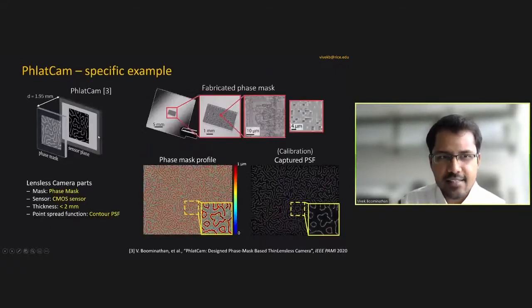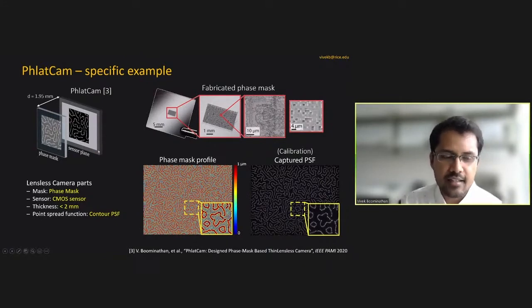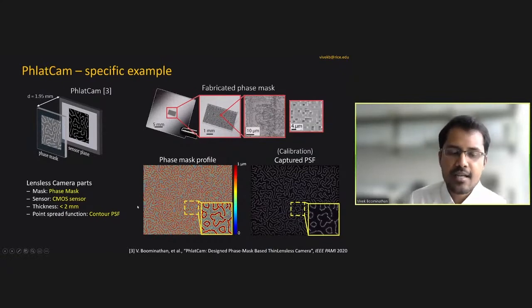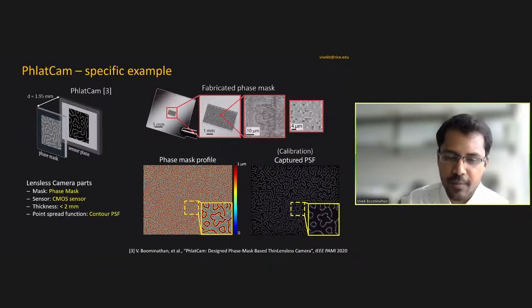Now, as a case study, let's look at a specific example of a lensless camera, which was developed by us and published in 2020. We call it FlatCam, which is a phase mask designed lensless camera. In this case, the mask is a phase mask. It modulates the phase of the incoming light. The sensor is a normal CMOS sensor. The thickness is less than 2 millimeters, coming at the thickness constraint, able to do much less than the 5 to 7 millimeter thicknesses, which are in your smartphone.